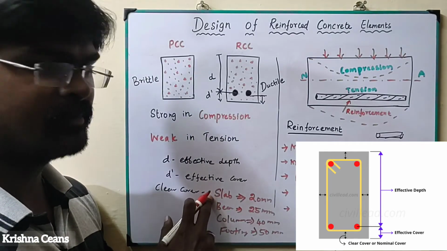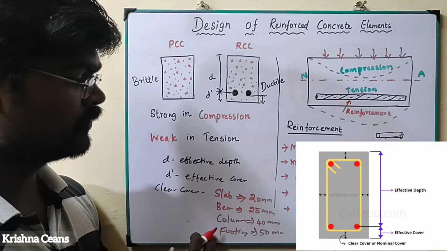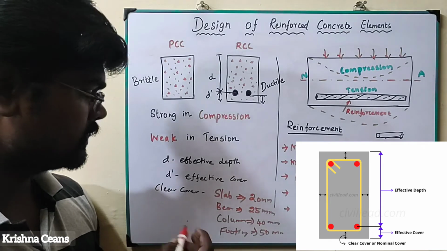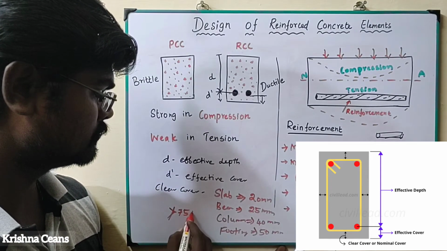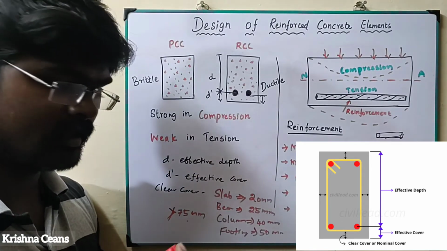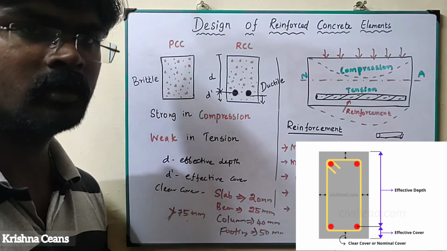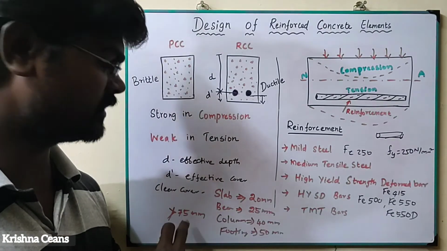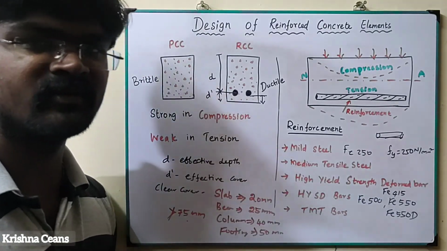So the clear cover for the slab is 20 mm, beam is 25 mm, column is 40 mm, footing is 50 mm. In any condition, the clear cover should not be greater than 75 mm. Even for severe exposure to corrosion, we should never provide a clear cover of more than 75 mm.